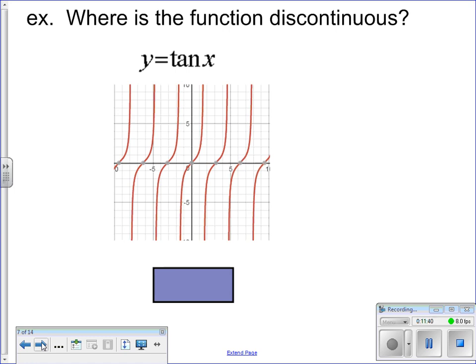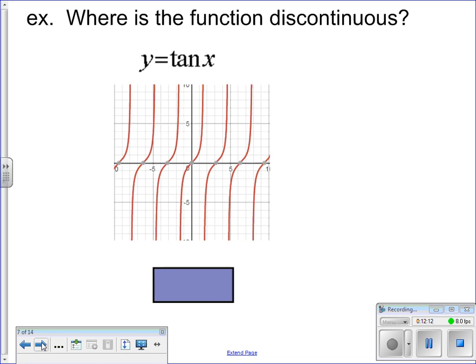Where is this function discontinuous? Yeah, it's at the asymptotes. Okay, so it would be at, that's what? That's pi over 2? Or is it pi? Tangent is sine over cosine. Cosine is 0 at pi over 2, 3 pi over 2, and so on, and in the negative direction, right? Where the cosine is 0, which is any odd multiple of pi over 2.